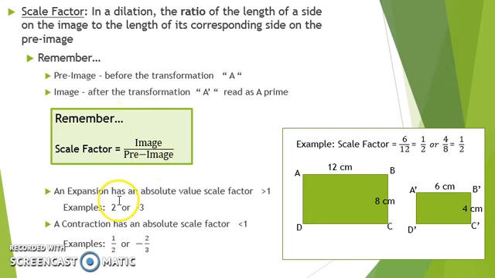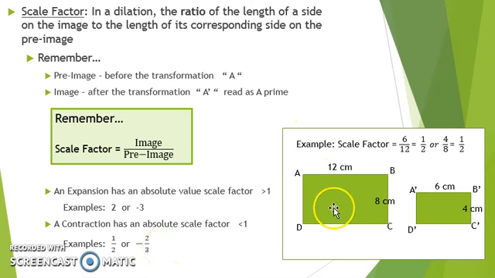An expansion has an absolute value scale factor greater than 1. Example of expansion scale factors would be 2 and -3. A contraction has an absolute value scale factor of less than 1. Examples of those are 1/2 or -2/3. And I will address what the negative represents on a later slide.